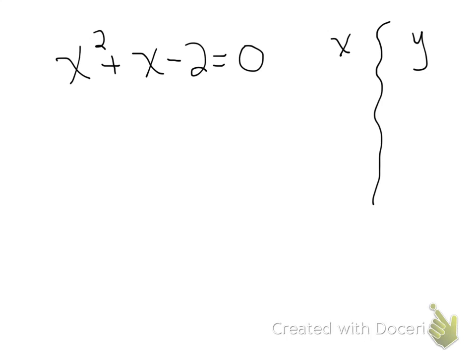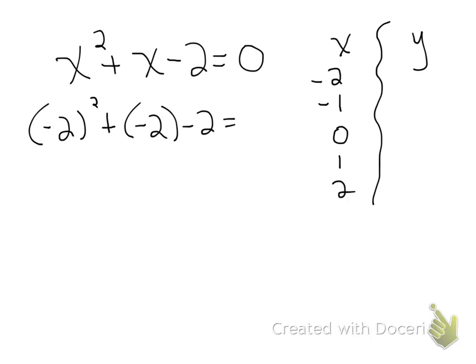It says to solve. So method 1 to solve, you can graph this and take a look at where your x-intercepts are. So we're going to find this table of values for the x values of negative 2, negative 1, 0, 1, and 2. To find the y values, we just substitute the x's. So I'm going to do negative 2 first.